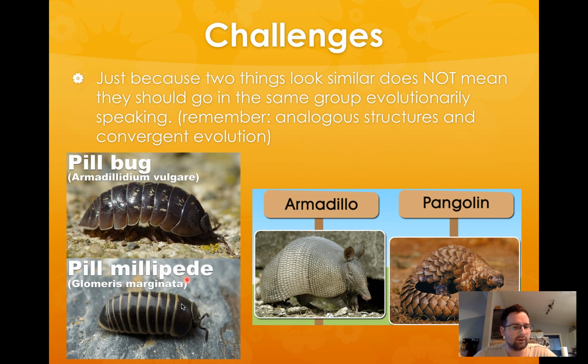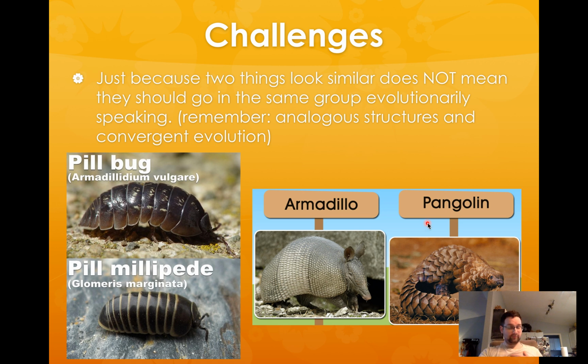Here's a pill bug. Here is a pill millipede. They look similar, sound similar in name and everything like that, but 2 very different categories of insects. This is a type of millipede. A pill bug is a totally separate group of insects. We've talked about armadillos and pangolins before.